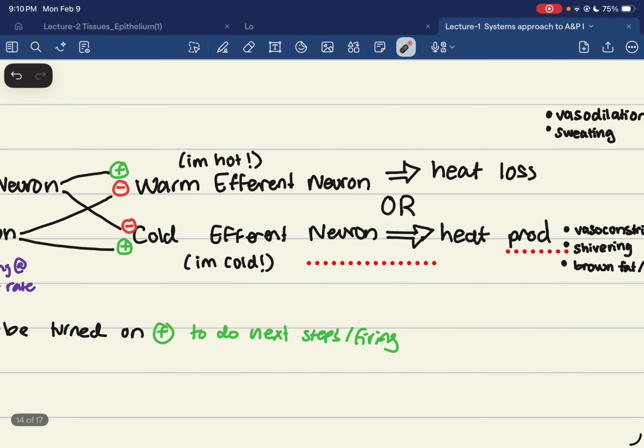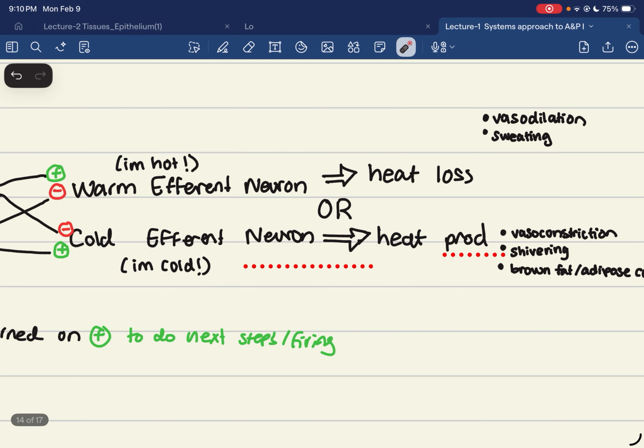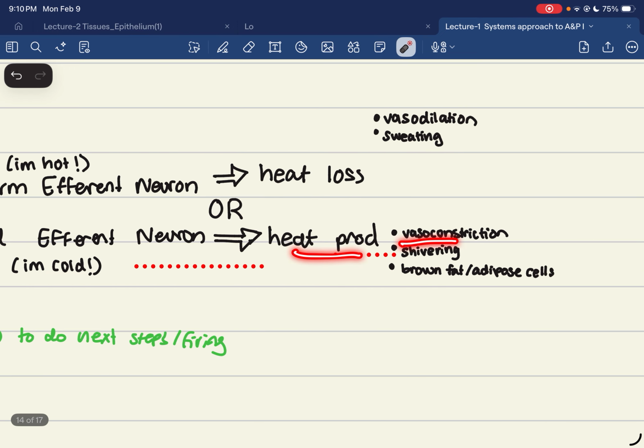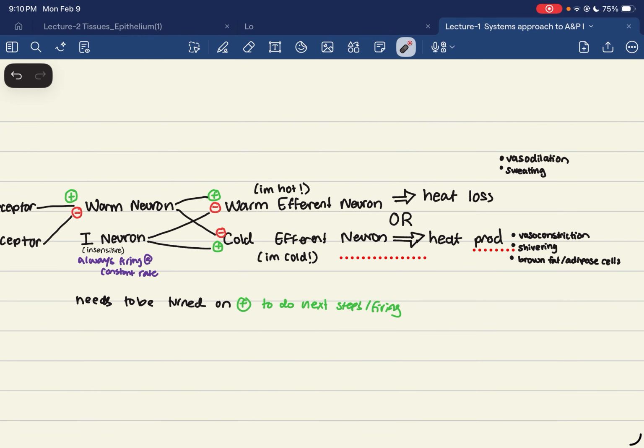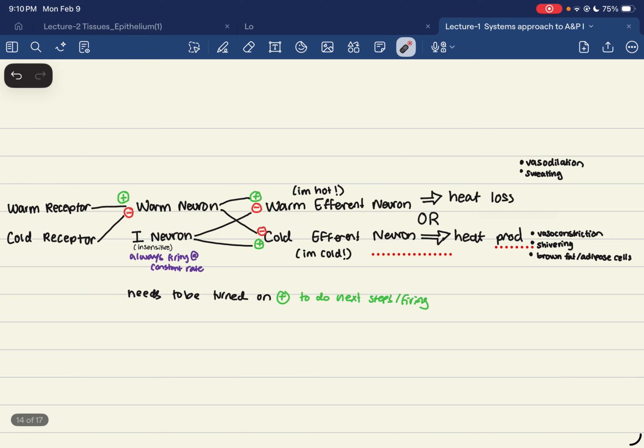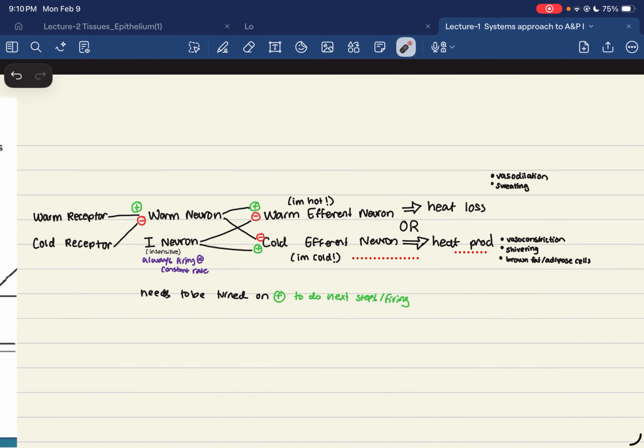On the other hand, you have the cold efferent neuron, which is going to be like, I'm cold, and so you want to produce heat instead. And this is, memorize, vasoconstriction, shivering, brown fat adipose cells. So I would recommend you take a picture of this and then recite this whole pathway to yourself, and then we can maybe ask each other questions if you'd like.